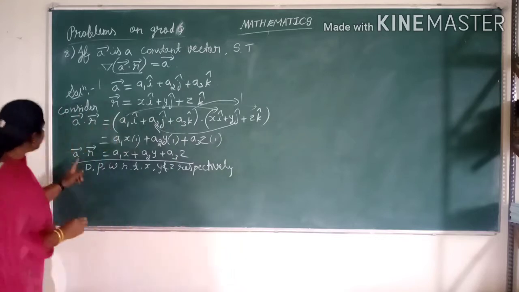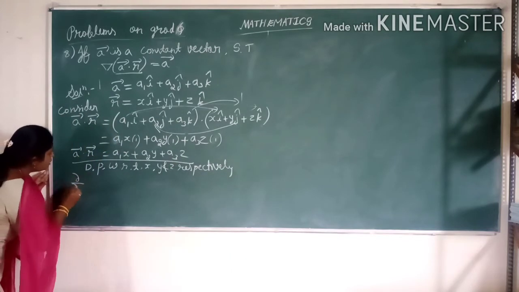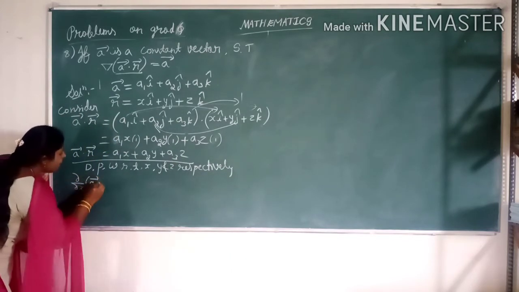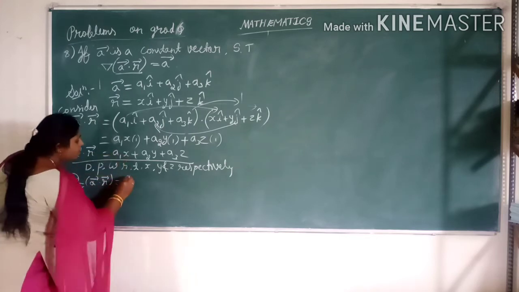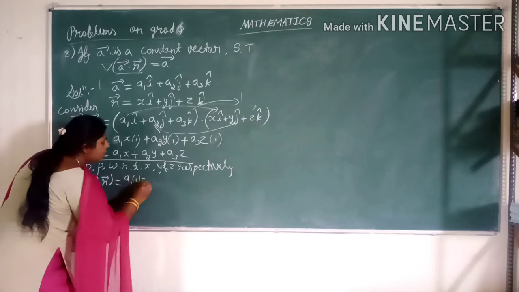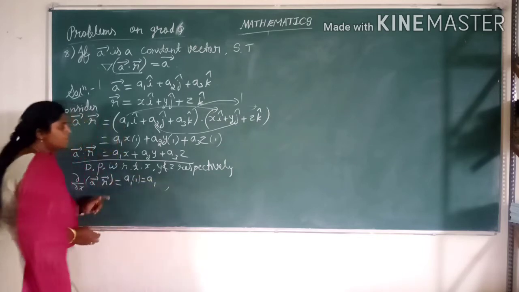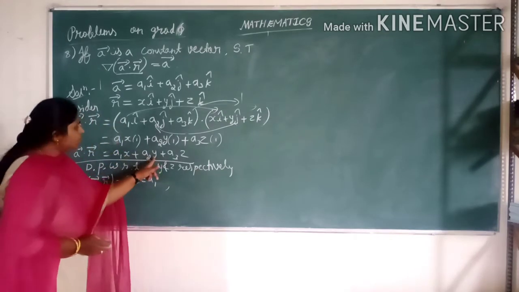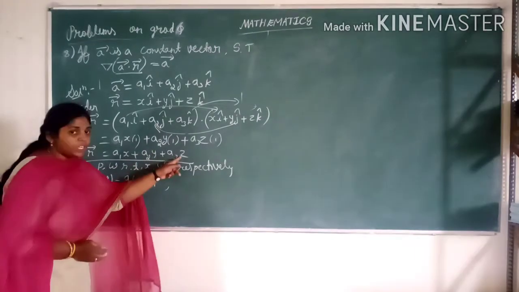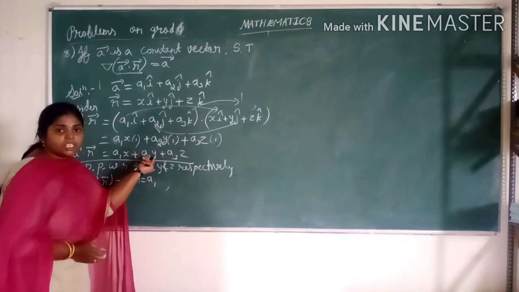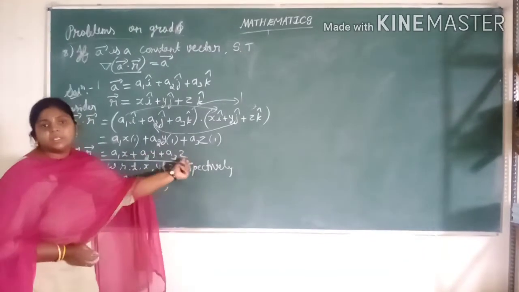Then find out ∂/∂x of the function vector A dot R. On the left hand side, it is A1, since the differentiation of x is 1. What about A2y? By differentiating with respect to x, you treat y and z as constants. The differentiation of a constant is 0, so this is also 0 and this is also 0.